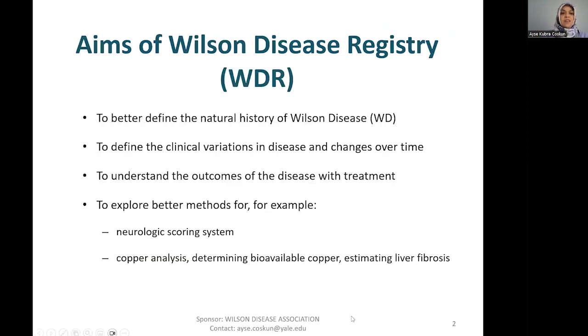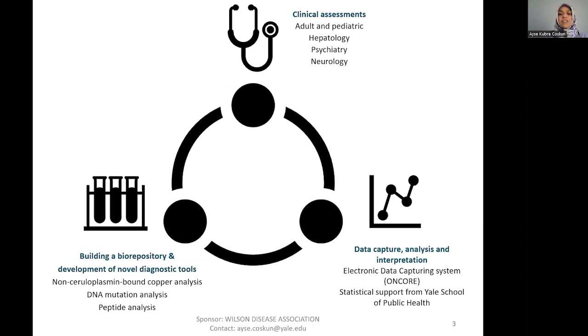Aims of the study are to better define the natural history of Wilson disease, to define the clinical variations in disease and changes over time, to understand the outcome of the disease with treatment, to explore better methods, for example, for neurologic scoring system, copper analysis, determining bioavailable copper, or estimating liver fibrosis. These aims are actualized through annual clinical assessments, analysis of the documented data, and specimen collection and processing.